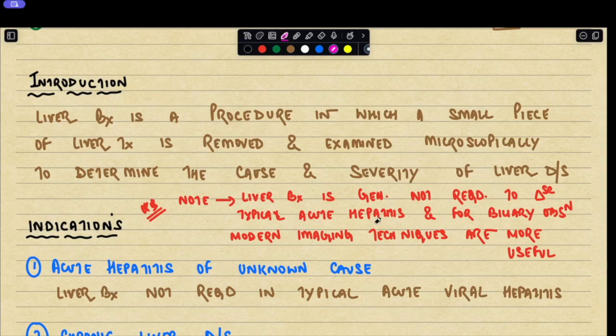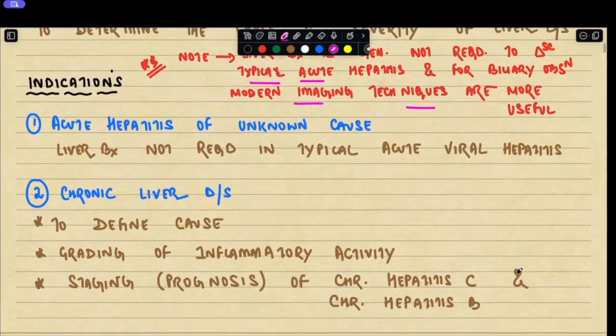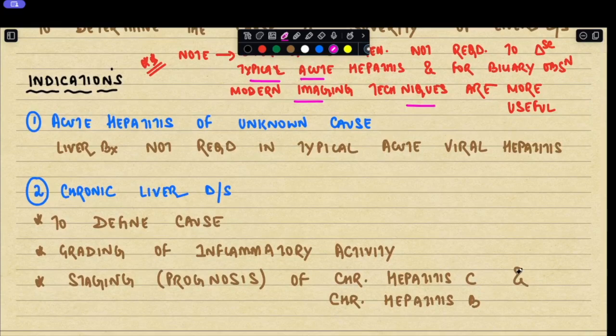You have to note a few things: liver biopsy in general is not required for diagnosis of a typical case of acute hepatitis, not all cases, but a typical case of acute hepatitis, and also it is not required for diagnosing biliary obstruction. Why? Because for biliary obstruction, modern imaging techniques are available which are far more useful as compared to liver biopsy. So what are the indications of carrying out a liver biopsy?